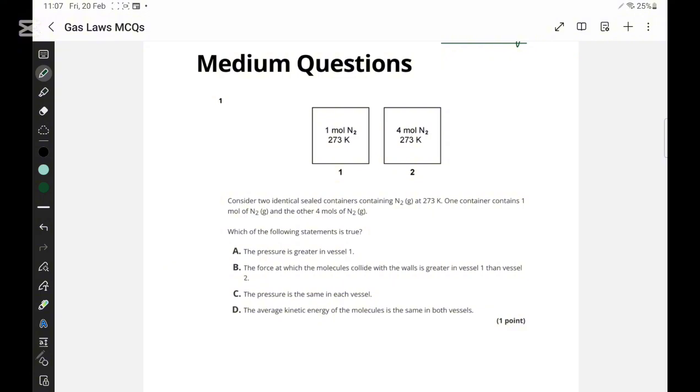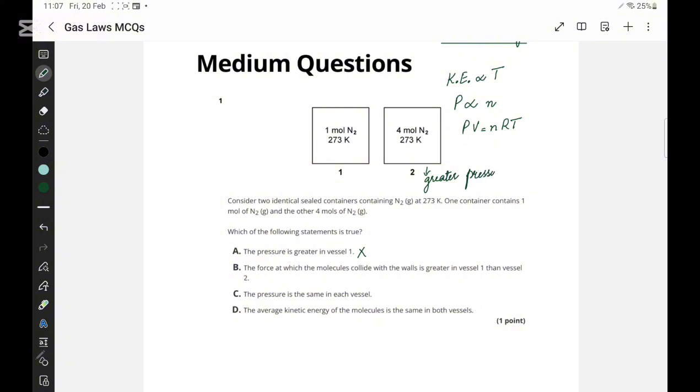First of all, we need to understand one thing, that kinetic energy is directly proportional to the temperature of the gas molecule. And pressure is directly proportional to the number of moles, because PV is equal to nRT. So if we say pressure is greater in vessel 1, this is wrong, because vessel 2 has greater pressure because of 4 moles.